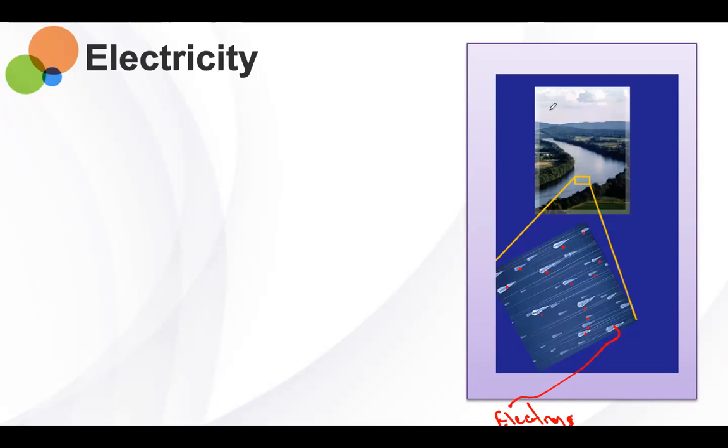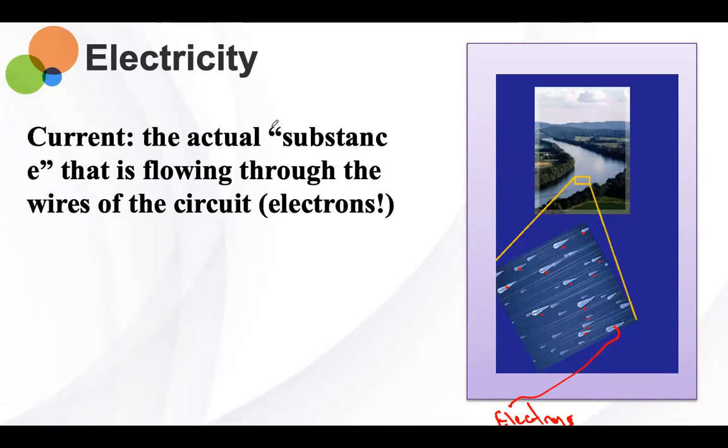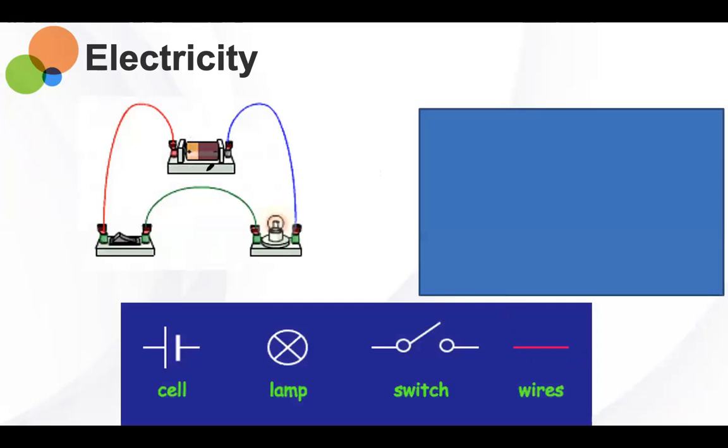So on the river, you could measure how fast the river is flowing. That would represent the current. All right, so current, the actual substance that is flowing through the wires of the circuit, are called electrons. So the actual substance, and we measure the rate at which they are flowing through current.